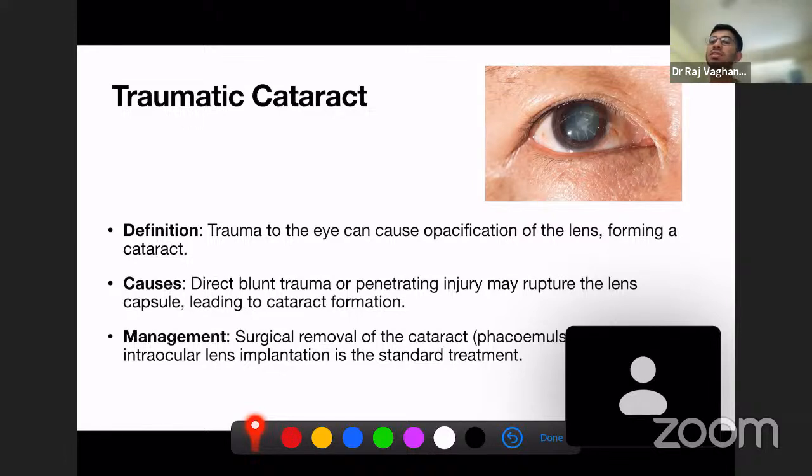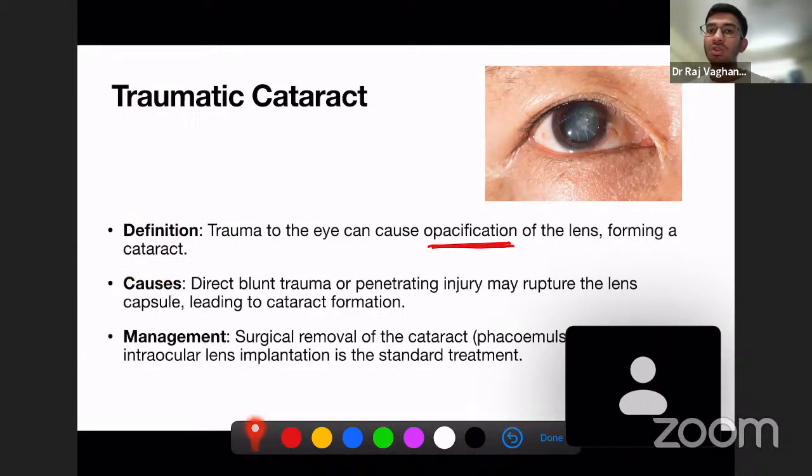Trauma to the eyes can cause opacification of the lens. So the lens has become opacified. Opacification means it has become white. Some material has been deposited in the lens due to the trauma. In films we have 2 terms: opaque and radiolucent. Radiolucent means black and opaque means white. So opacification means a whitish substance. So trauma to the eye can cause opacification of the lens, forming a cataract. So this is about the definition.